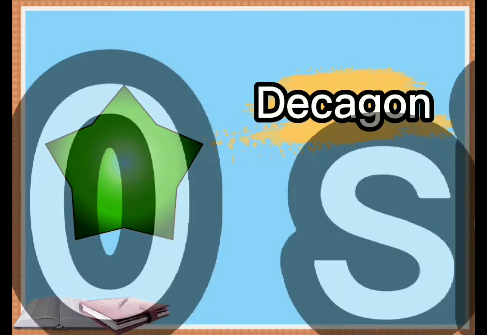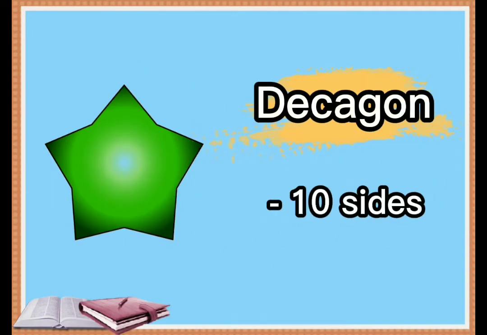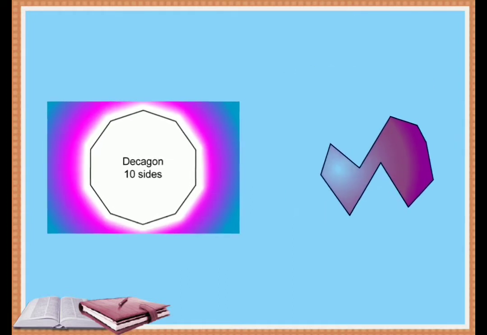Another object is a star. This star has 10 sides, and a polygon with 10 sides is called a decagon. A decagon has 10 sides and 10 angles. Now, here are other examples of decagon.